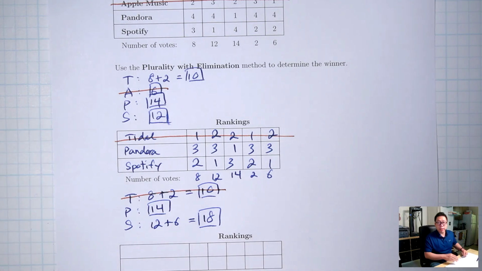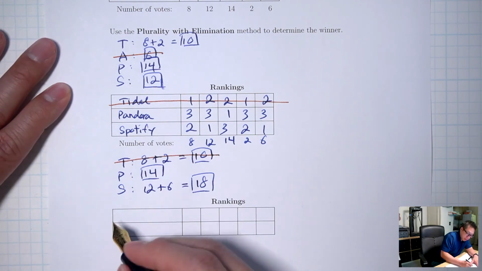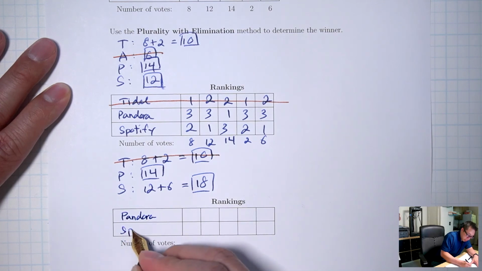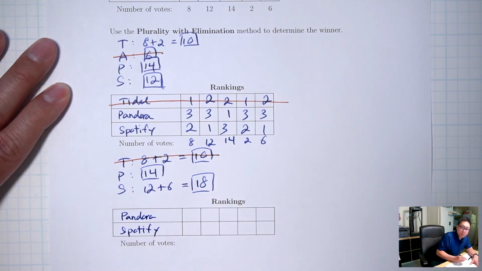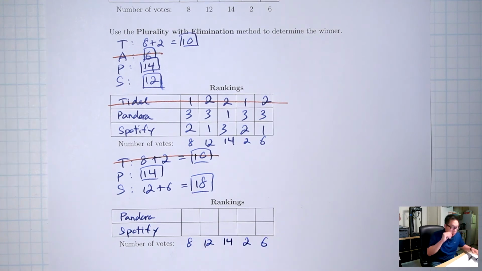And then one more ranking table. Just after Tidal's gone, we have just Pandora and Spotify left. Numbers at the bottom should be exactly the same. So 8, 12, 14, 2, and 6. Okay, now that we have 2 candidates left, we should have just rankings with 1s and 2s.